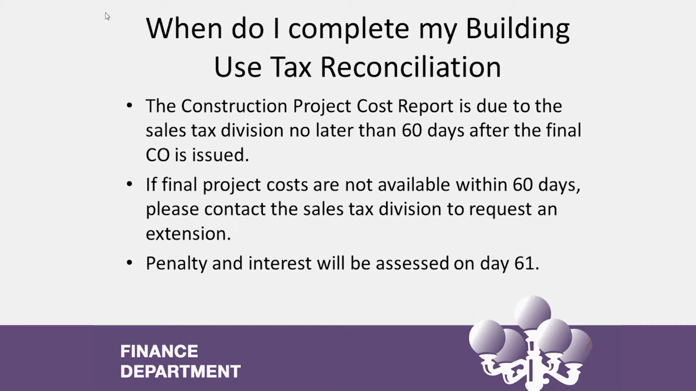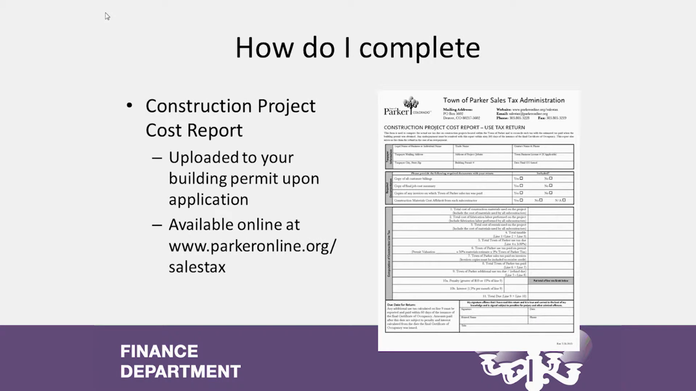The construction project cost report is due to the Sales Tax Division no later than 60 days after the final CO is issued. If final project costs are not available within 60 days, please contact the Sales Tax Division to request an extension. Penalty and interest will be assessed on day 61. The construction project cost report was uploaded to your Trackit account when we received your building permit application. It is also available online at www.parkeronline.org/sales-tax.